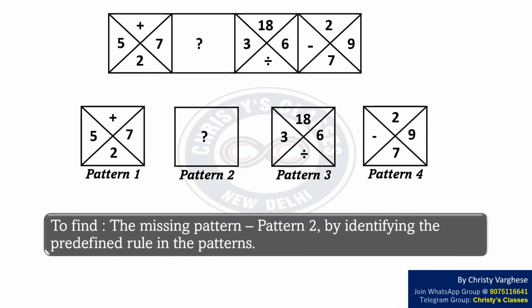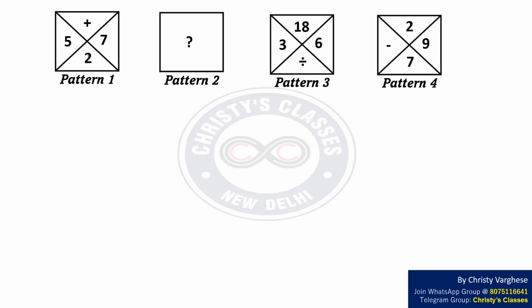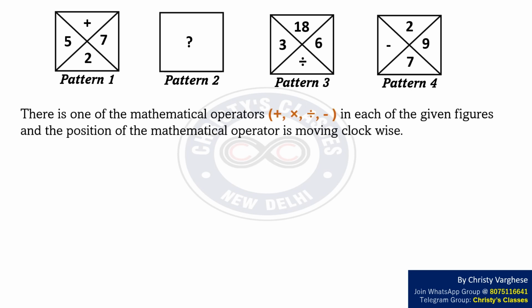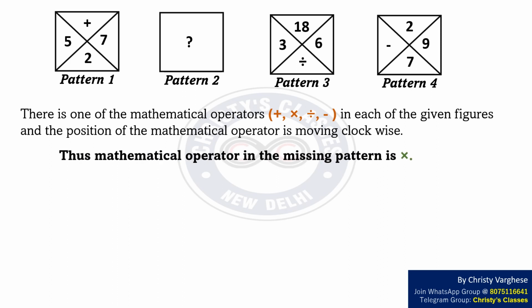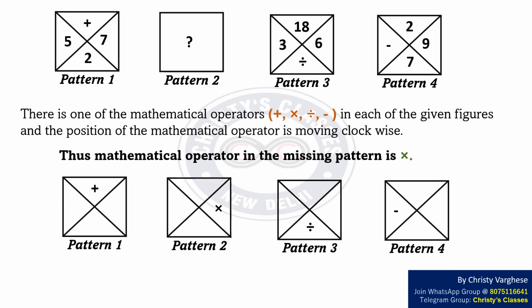We have to find the missing pattern, pattern 2, by identifying the predefined rule in the patterns. Analyzing the patterns, we can clearly say that there is one of the mathematical operators, addition, multiplication, division and subtraction, in each of the given figures, and the position of the mathematical operator is moving clockwise. Thus, the mathematical operator in the missing pattern is multiplication and its position is as shown below.